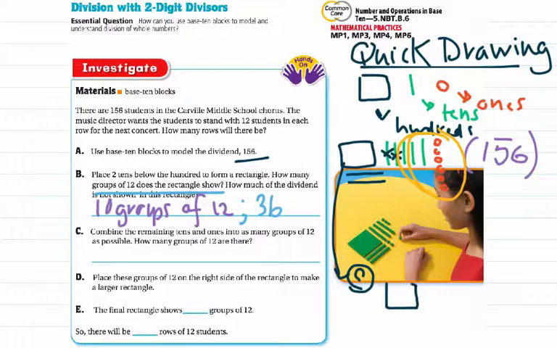So we have our 10 groups of 12, and then what we're going to do now in step C is combine the remaining 10s into as many groups of 12. So we have... cross off one of those 10s, and then we bring down 2 1s. That's a group of 12.